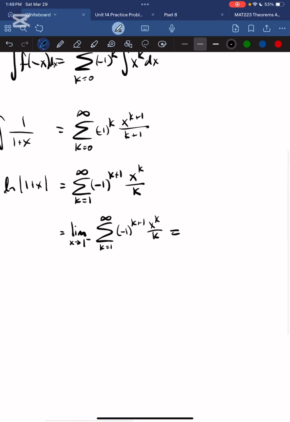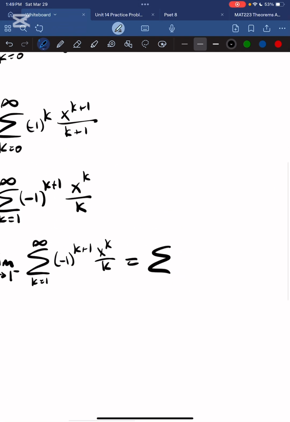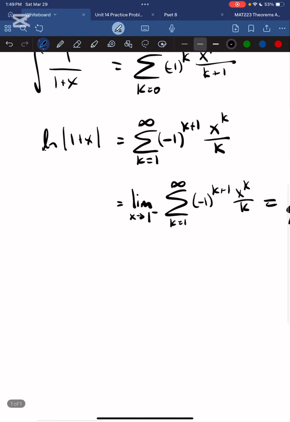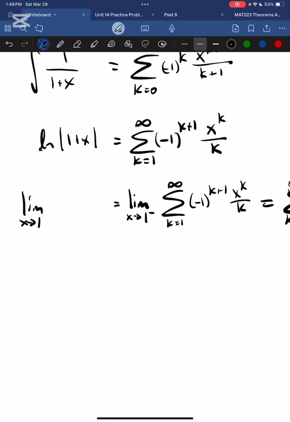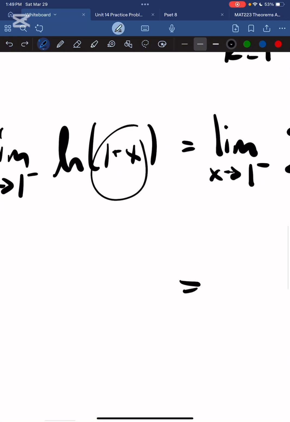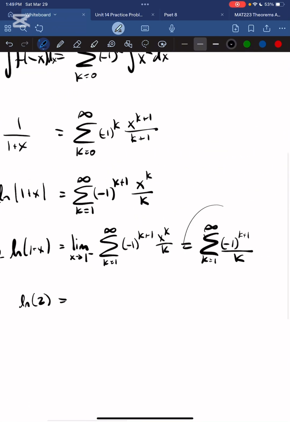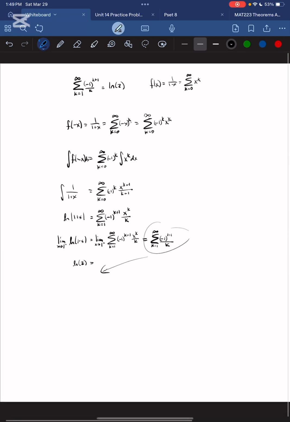When this is equal to our alternating series, right? And then if we take the limit as x goes to 1 from the left of ln of 1 plus x, this guy doesn't care. This guy's defined no matter what. This guy is ln 2. And so this is our sum, meaning we just proved that this is equal to ln 2.